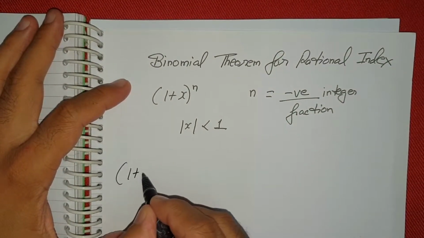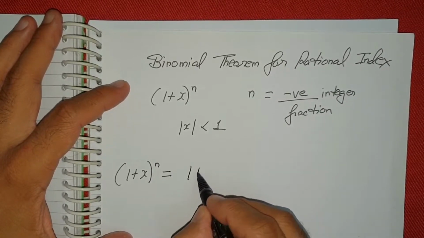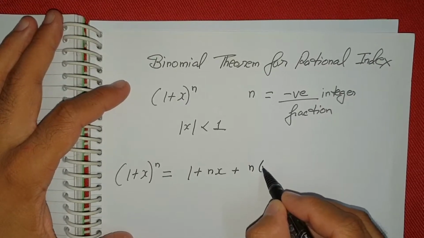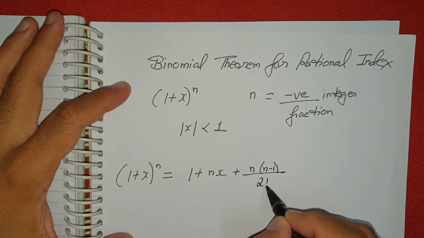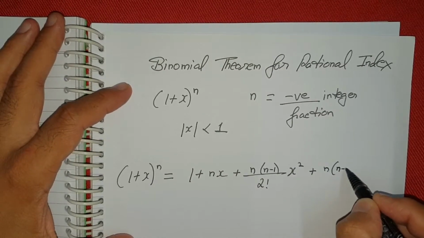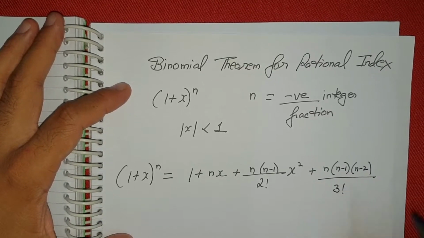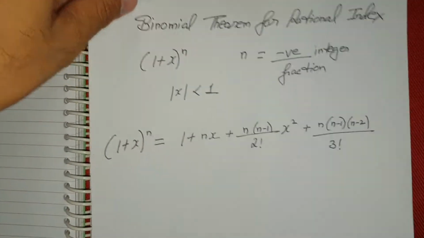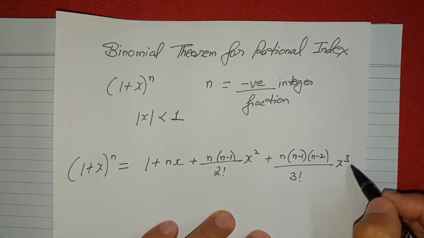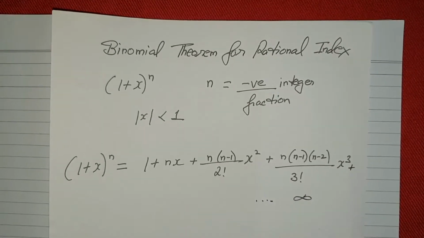So the expansion is given as 1 plus x to the power n. Now see, this is 1 plus nx plus n into n minus 1 by 2 factorial into x square plus n into n minus 1 into n minus 2 by 3 factorial into x cube plus and so on. This goes to infinite terms.